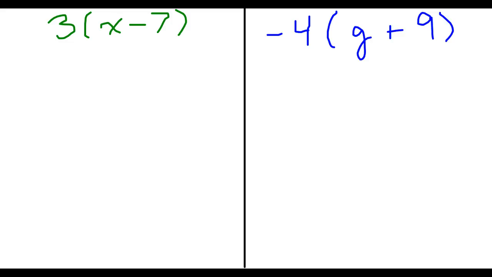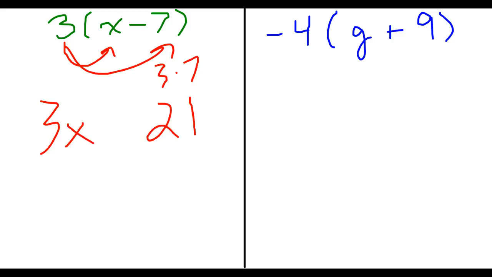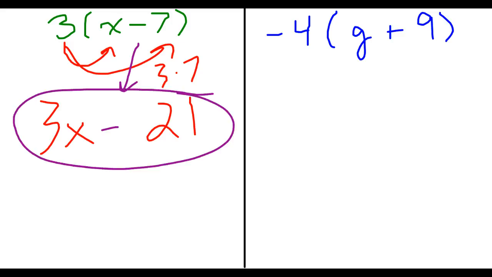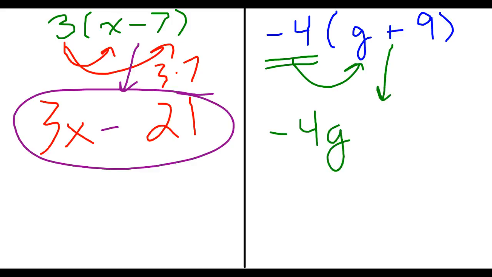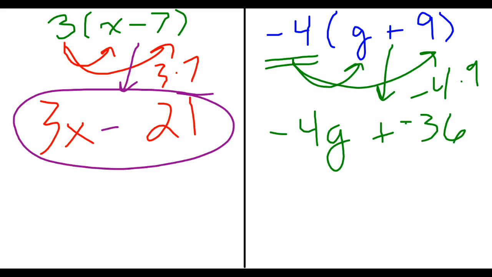So again, the number on the outside multiplied by everything on the inside, that's 3 times x and 3 times 7. So 3x and 21, because that's 3 times 7. And the subtraction sign just drops into place between them like it was before. So 3x minus 21. For the problem on the right, we have a negative 4 that's being multiplied by g plus 9. So negative 4 times g is negative 4g. The addition sign drops. Negative 4 times 9 is negative 36. So it's negative 4g plus negative 36, also able to be written as negative 4g minus 36.